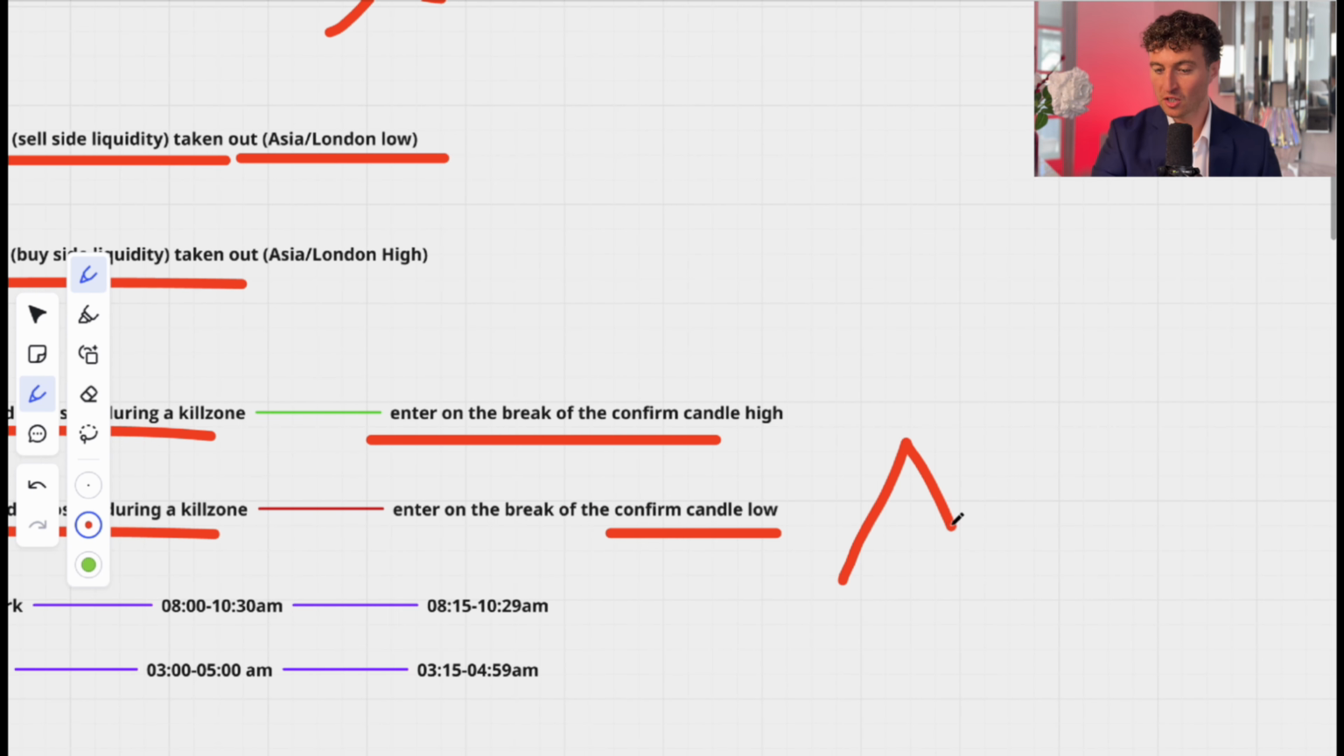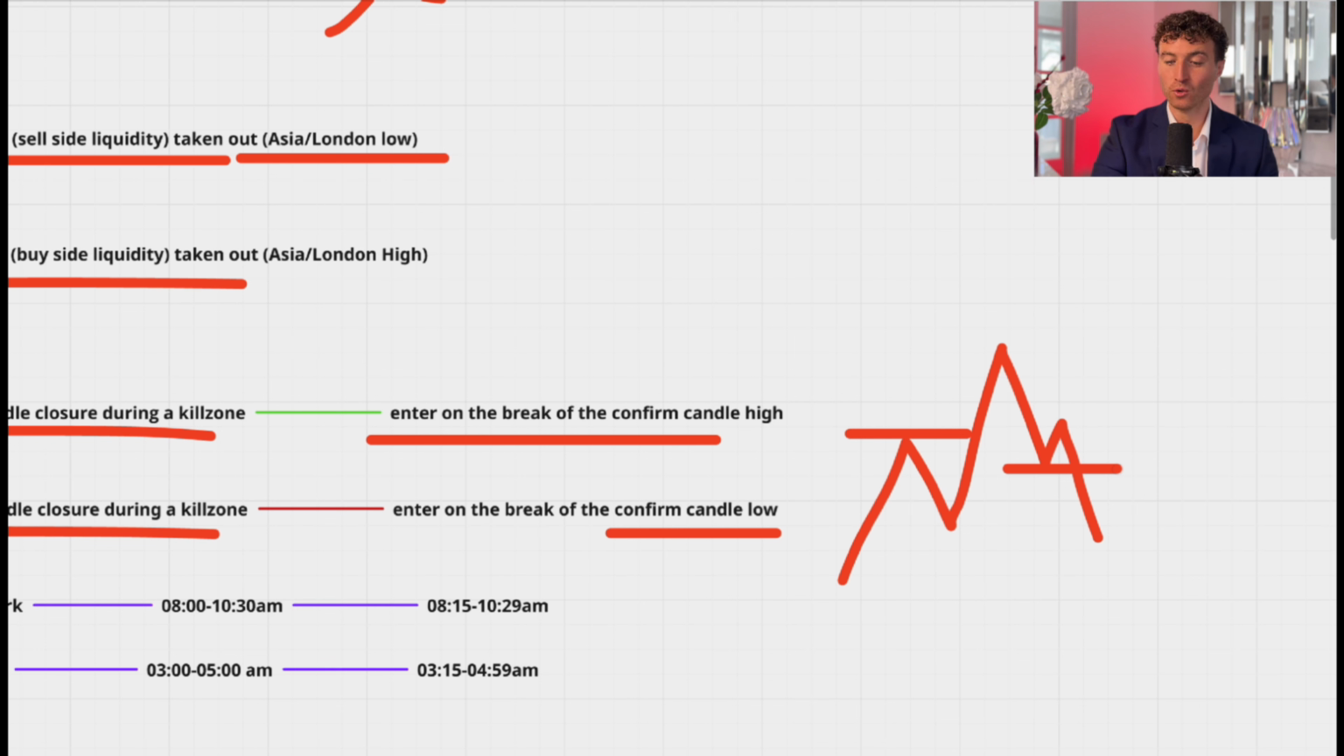Let's say that we are sell bias. We see a raid of buy side liquidity. We're looking for a 15-minute bearish confirmation. We can then enter on the break of this 15-minute candle low. And this has to occur during a kill zone.